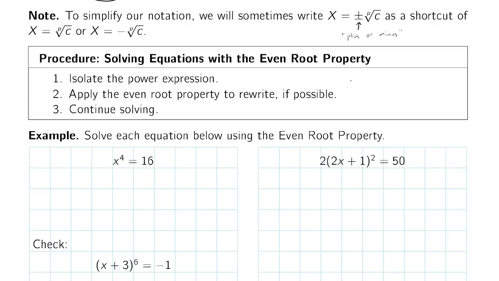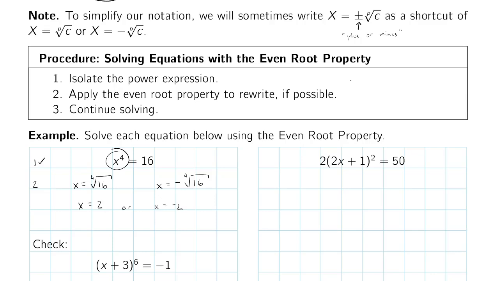In this first example, we have x to the fourth equals 16. So my power expression is already isolated. It's already by itself on one side of the equation. Next, I'm going to apply the fourth root property. So either x is the fourth root of 16, or x is the negative fourth root of 16. Actually taking the fourth root, we get x is 2, or x is negative 2.